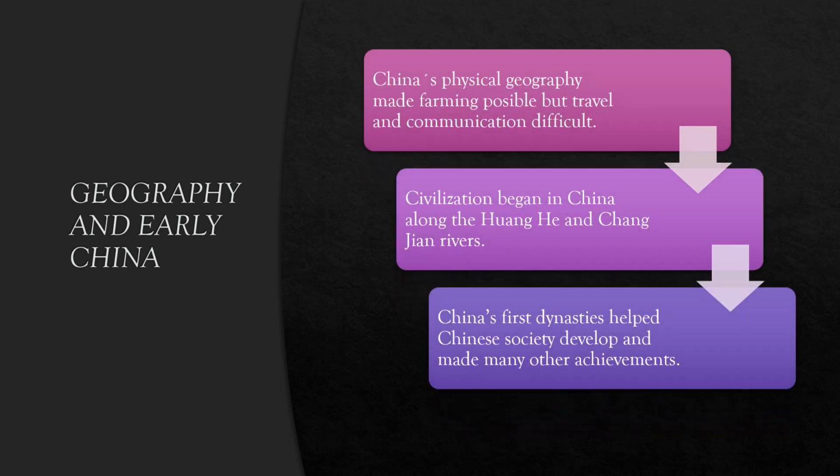But the three main ideas over here, the first one is that China's physical geography made farming possible, but travel and communication was very difficult. The second one is that the civilization began in China along the Huanghe and the Changjiang rivers, and finally that China's first dynasties helped Chinese society develop and made many other achievements.